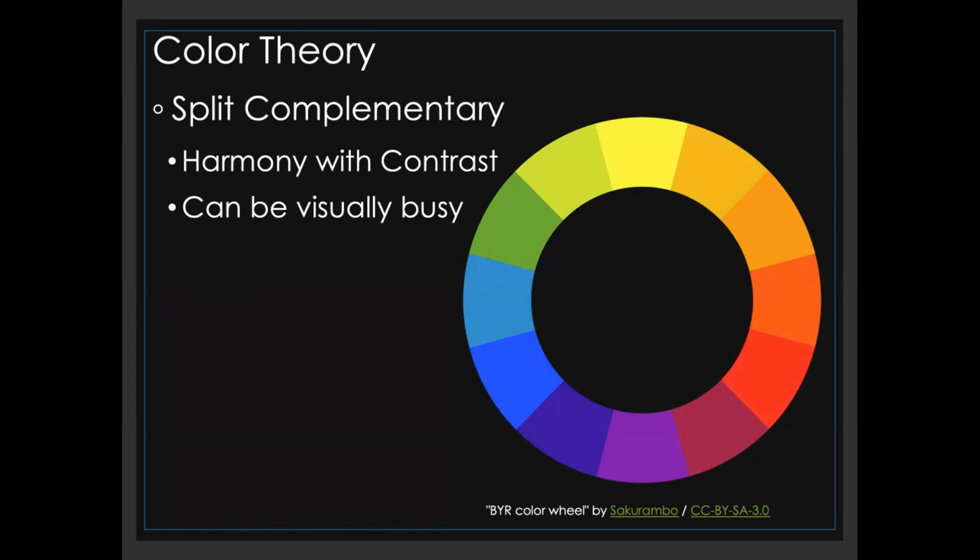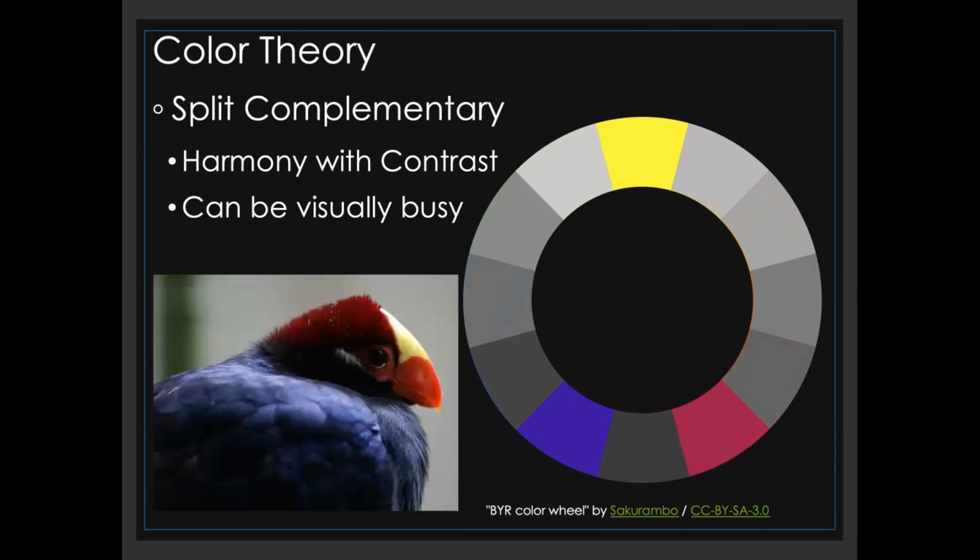Split complementary. That's harmony with contrast. So you take the complementary colors and you just go one color on either side. This is a really fun one, but it can be really visually busy. The best example I could find for you guys was this picture of a bird. You see the yellow, you see the blue, and you see the maroon. But the main thing is, if the yellow was the one taking up the majority of the image, it would be really jarring. So you have to kind of balance it.